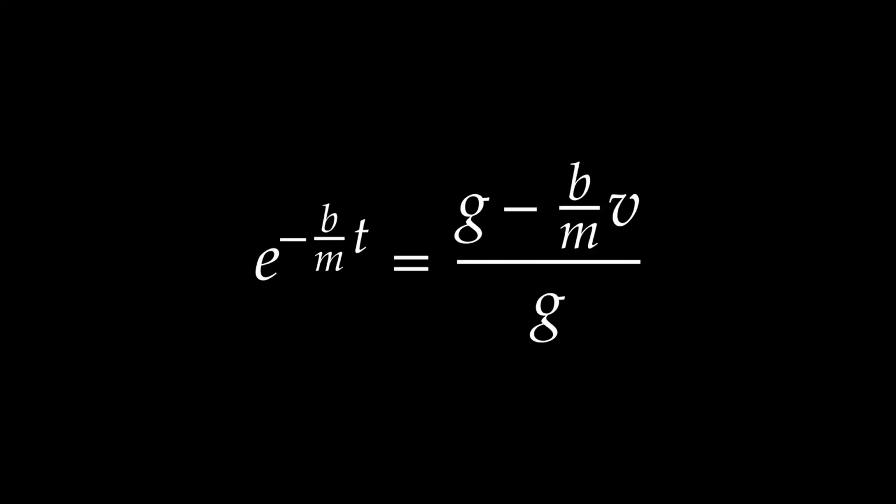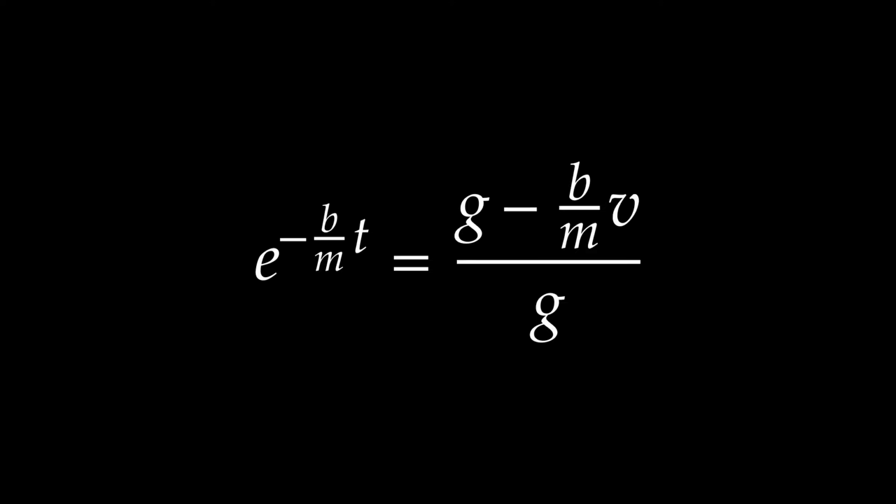When I do, I get e to the minus b over m t, which is very satisfying, is equal to g minus b over m times v divided by g. Oh, I put t's instead of v's, okay, thank you. Did I say t? Because I had a b over m t on the other side is why I was saying it, and it's all good.